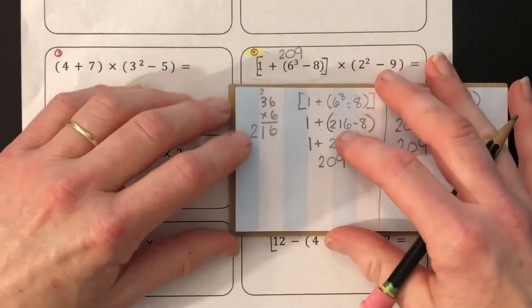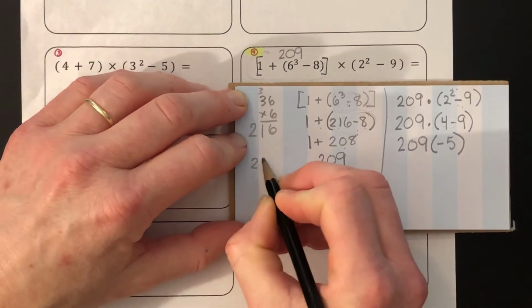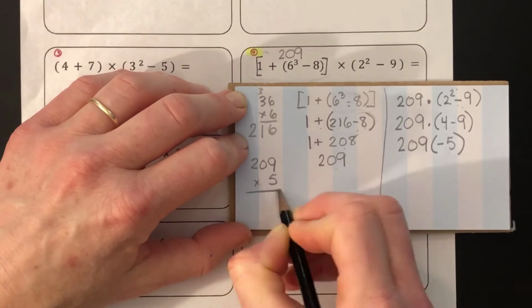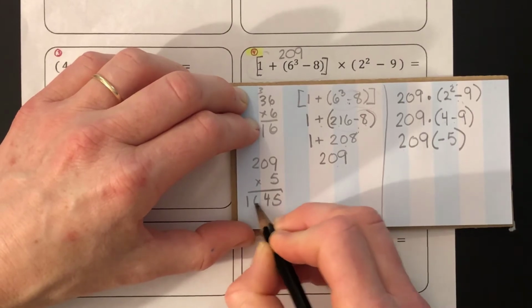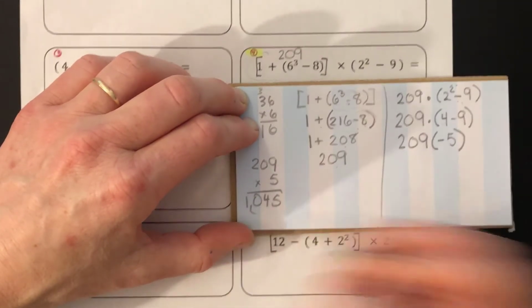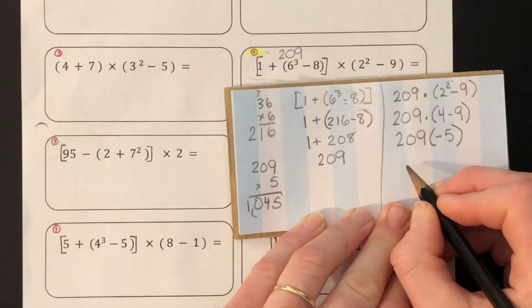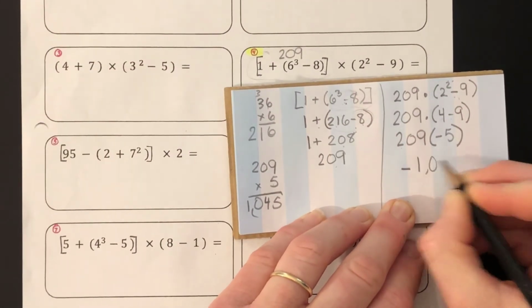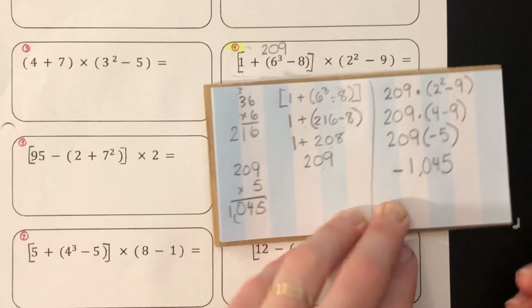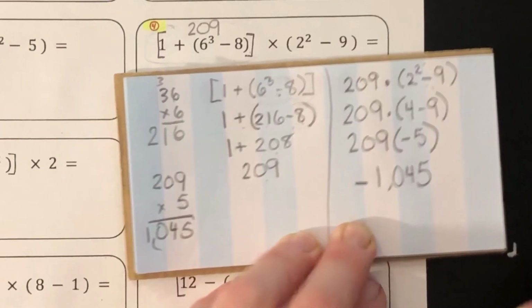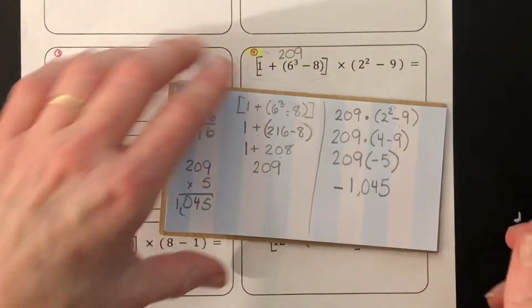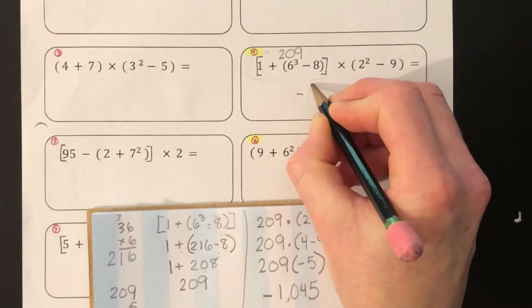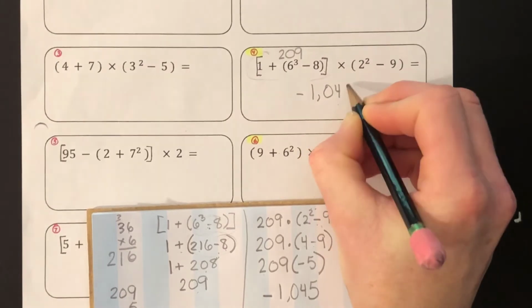I'm going to go back over here. 209 times 5, 45, 10. All right, so the value is negative 1,045. So now I can come over here and write my final answer, negative 1,045.